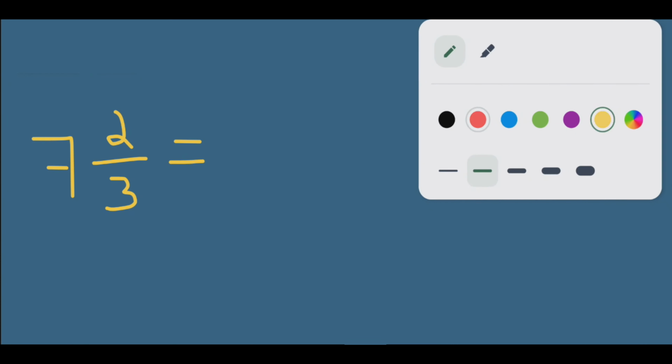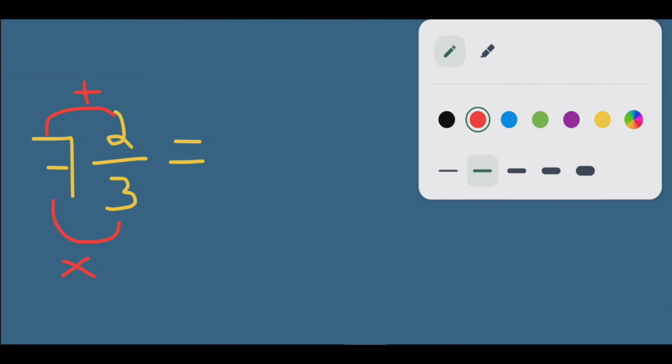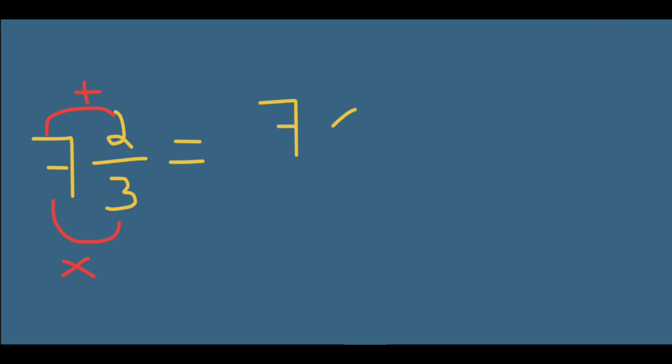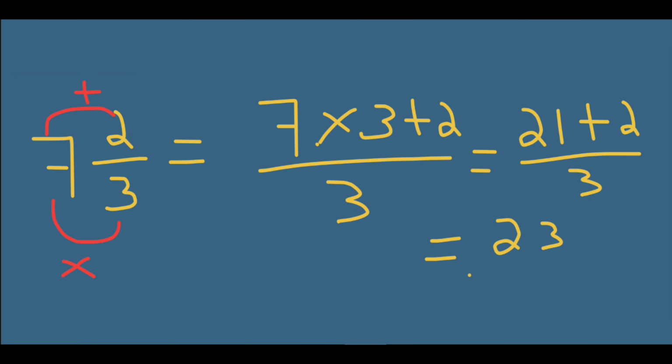We will go for one more problem. What about 7 2 by 3? Here also, the same way, multiply the denominator with the whole number part, then add that answer with the numerator, 2. So this will be 7 into 3 plus 2, divided by 3 itself, that is the denominator. So 7 times 3 is 21 plus 2, divided by 3. So this is nothing but 23 over 3.